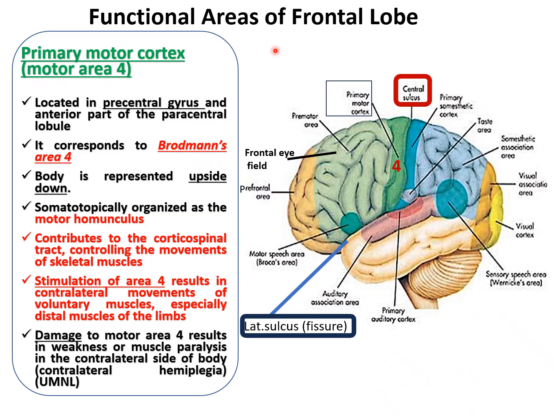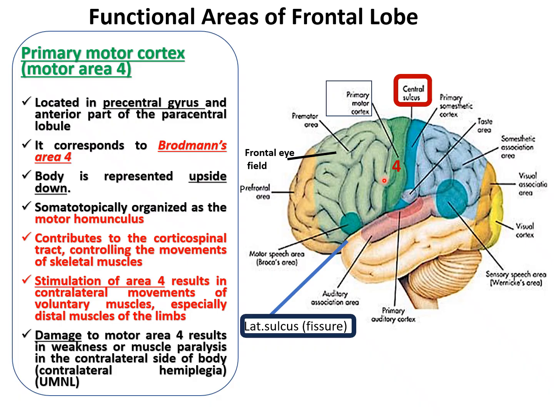Here are the functional brain areas, which are important to know. Here is the central sulcus again. Here is the frontal lobe, here is the parietal lobe, here is the temporal lobe, and here is the occipital. In front of the central sulcus, there is a gyrus which is called the precentral gyrus. This precentral gyrus contains area 4.